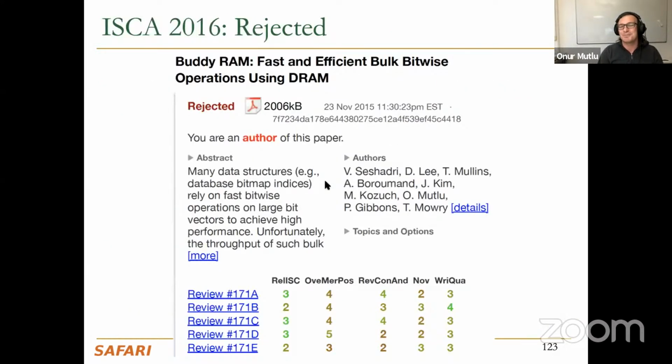So let me give you an example of what happened to Ambit. This was ISCA 2016. That was the first conference it was submitted to. It was rejected. It was called BuddyRAM at the time. In fact, we actually released an arXiv version of Ambit. It was called BuddyRAM also.